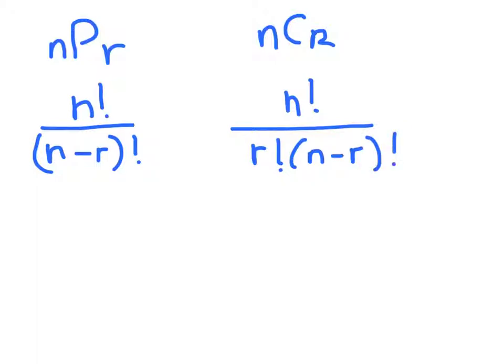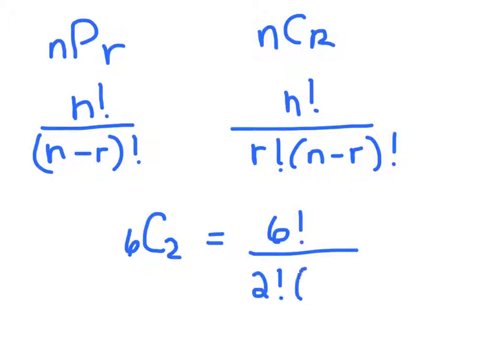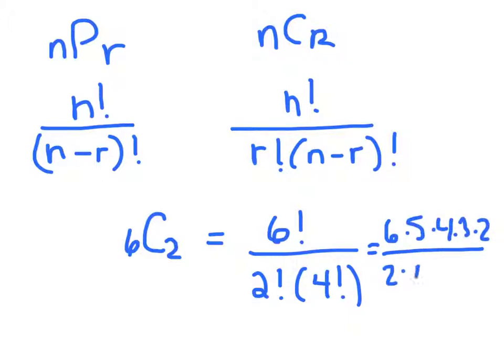You will have a non-calculator portion of the test where you might have to answer something like 6 choose 2. Now you could use Pascal's triangle for that, but you could also go 6 factorial over 2 factorial times 4 factorial, which is 6 times 5 times 4 times 3 times 2 times 1 over 2 times 1 times 4 times 3 times 2 times 1. Cancel, cancel, cancel. 30 divided by 2 is 15.